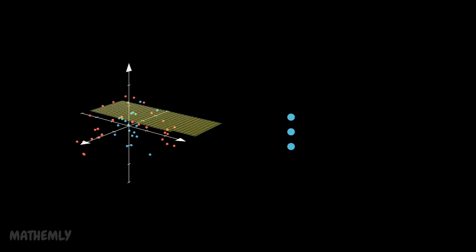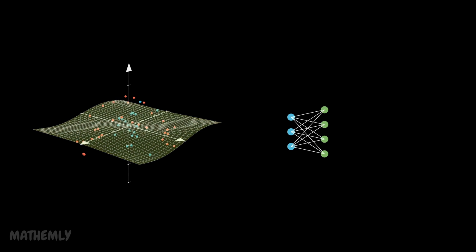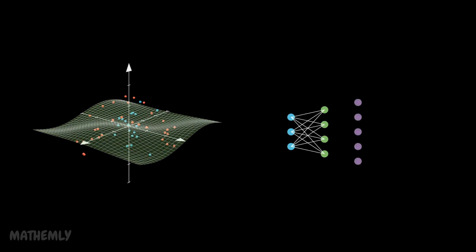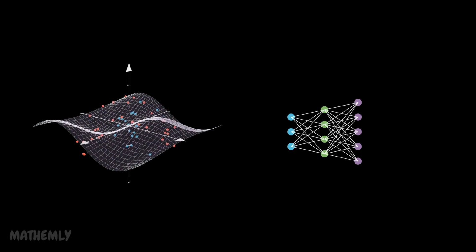When you stack many of these neurons together across layers, the network gains the ability to model very complex patterns. It's like combining multiple pieces of curved glass. One layer bends the data slightly, the next layer bends it more, and after a few layers, the network can wrap itself around even the most complicated data structures.